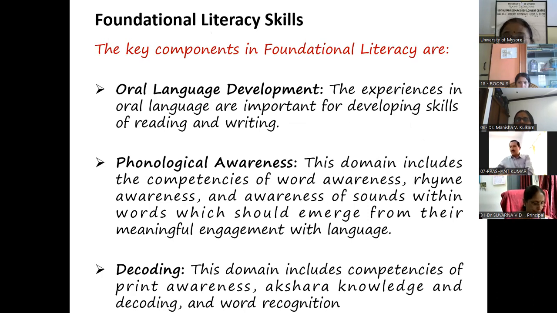The key components in foundational literacy are oral language development. This is speaking. Okay, I was telling you, foundational literacy is not reading and writing, but expressing the thoughts. That is for communication. Then phonological awareness. This, I think you people are better than me, because I'm not from the language teaching domain. This domain includes competencies of word awareness, rhyme awareness, awareness of sounds within words, which should emerge from their meaningful engagement with language. I think I was telling you that the child learns the language through lip movement.